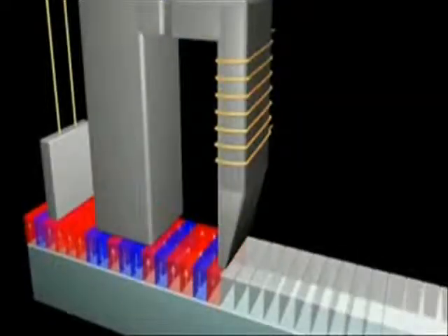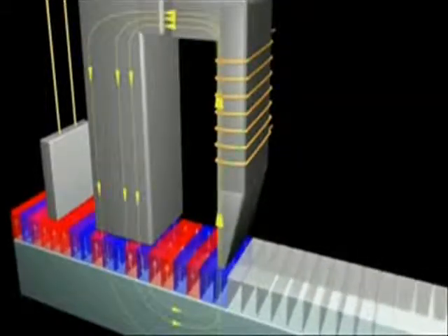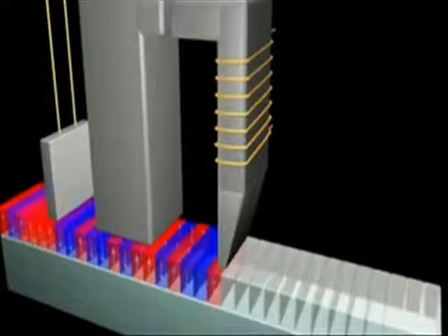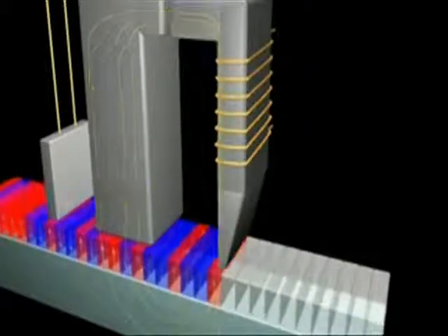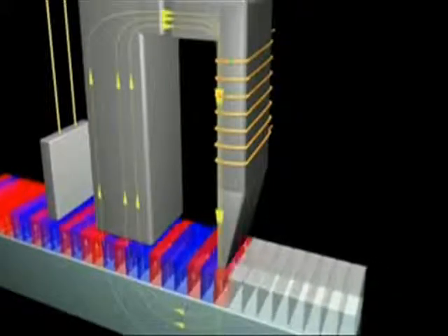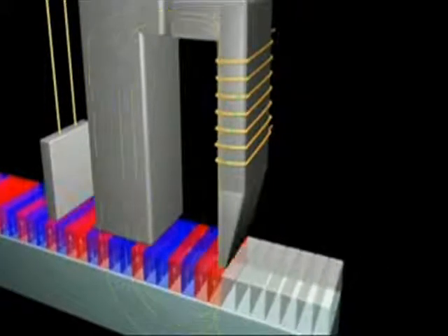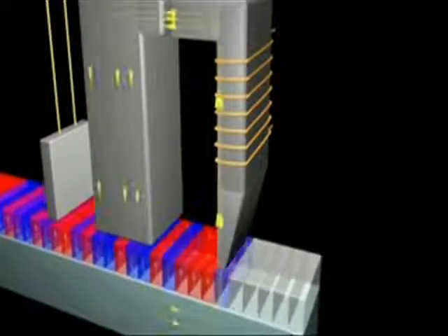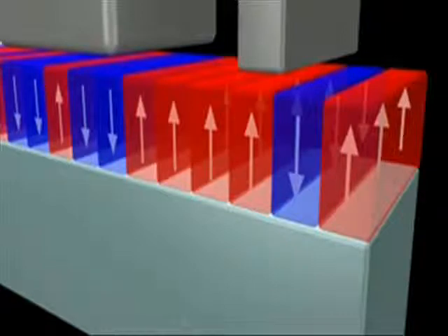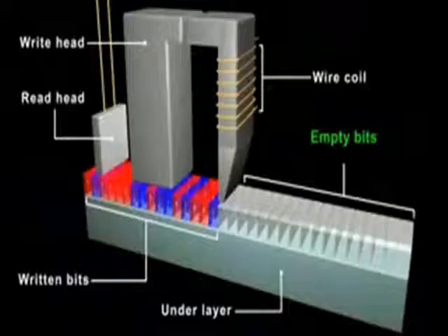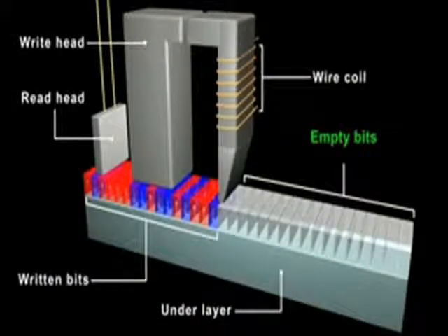A bit is the smallest unit of data storage. It can be visualized as a minuscule block that can be magnetized into a permanent magnet. Every red, blue, or gray block in this picture is a bit. The red blocks have north poles facing up, and the blue blocks have north poles facing down. These are what the computer recognizes as ones and zeros. Gray blocks are the empty bits that have not yet been magnetized.